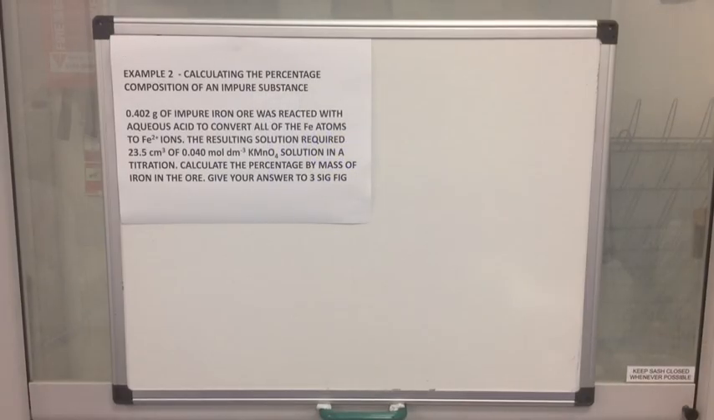So the next example I've got for you, I'm classing as calculating the percentage composition, and we are going to do a calculation involving some iron ore. So obviously iron ore contains iron and other things. So you can see on the sheet there we're given a mass of impure iron ore. It's reacted with acid to turn the iron atoms into iron 2 plus ions. The solution produced needed 23.5 cm cubed of that concentration of KMnO4 solution, and we have to calculate the percentage by mass of iron in the ore, and we've got to give our answer to 3 significant figures.